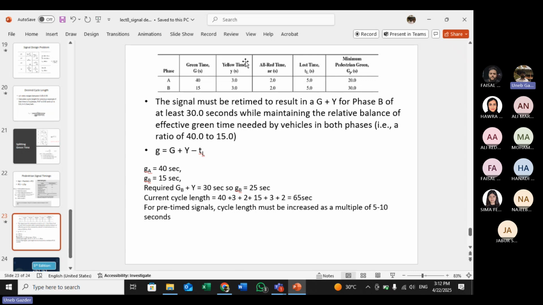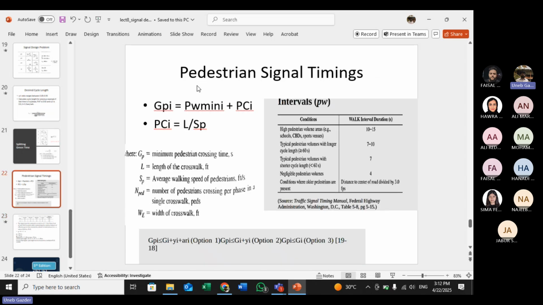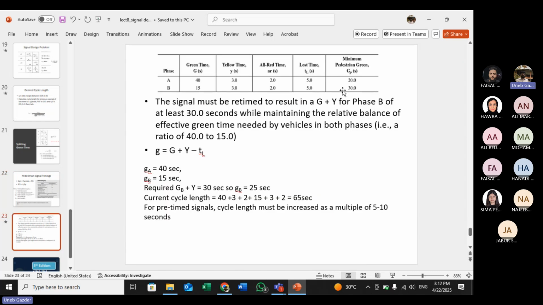Now the green, yellow, and all red time is given for each phase. Lost time is given for each phase. And the pedestrian required time is also given for each phase. So they already did this calculation for us, and GPs are given here. For phase A, the pedestrian time is 20 seconds, and for phase B is 20 seconds, and they are going for the first option.